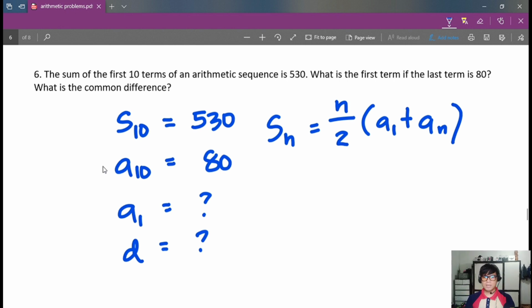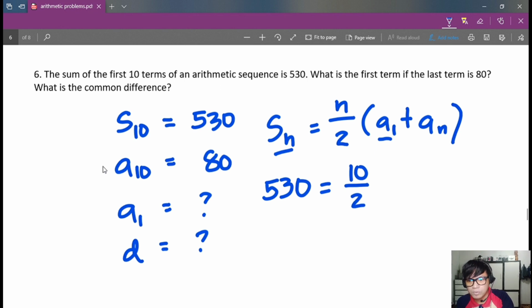So, ito na siya. So, ang hinahanap kasi natin is yung first term. Meron man tayong sum na, meron tayong number of terms. Ang number of terms natin is 10. Meron man tayong last term. So, ito yung missing. Ang gagawin natin, i-substitute natin dito, which is 530 ito. So, 10 over 2 is equal to first term, plus our last term is 80. Yung A sub 10 dito, ito yung last term. So, that's A sub n.